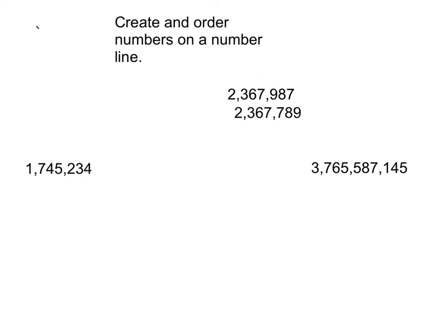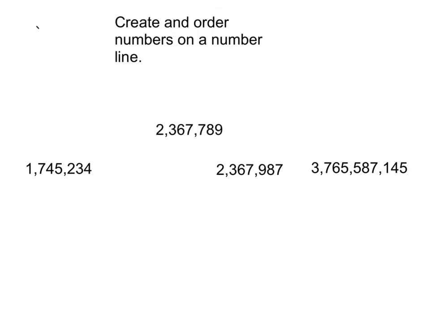Now if I look at these 2 numbers, 2,367,000, one is 789, one's 987. Just look right here in the hundreds place, you have a 9. 9 is greater than 7, so we move that one down here and this one here.